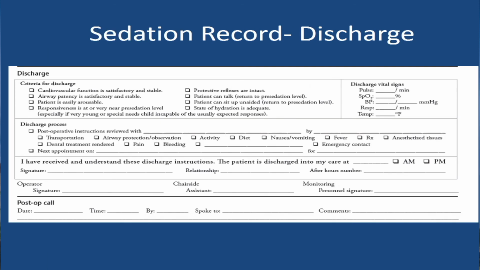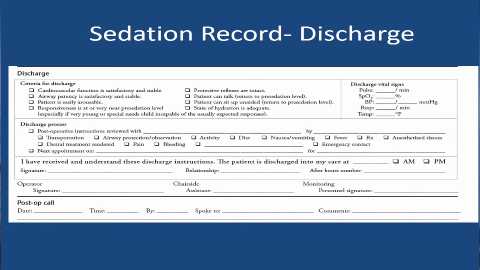Finally, when the patient is finished with their procedure and they're ready for discharge, it's important for us to look at criteria for discharge. That is, the patient function is satisfactory and stable, the airway is open and satisfactory. The patient is easily arousable, and they have responsiveness as appropriate, and protective reflexes are intact and can sit up unaided, and they can have a conversation with you. And then we take their discharge vital signs before they leave.